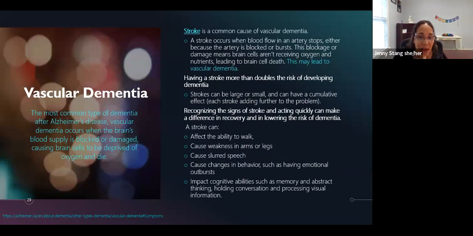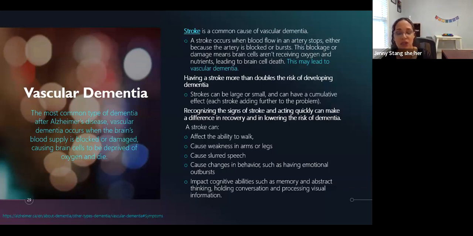So stroke is a common cause of vascular dementia. So if you don't know, a stroke occurs when the blood flow in an artery stops, either because it's blocked or because it bursts. Blockage or damage means the brain cells aren't receiving oxygen and nutrients, leading to brain cell death, and this may lead to vascular dementia. Having a stroke more than doubles the risk of developing dementia. Strokes can be large or small and can have a cumulative effect. So that means each stroke adds further to the problem.